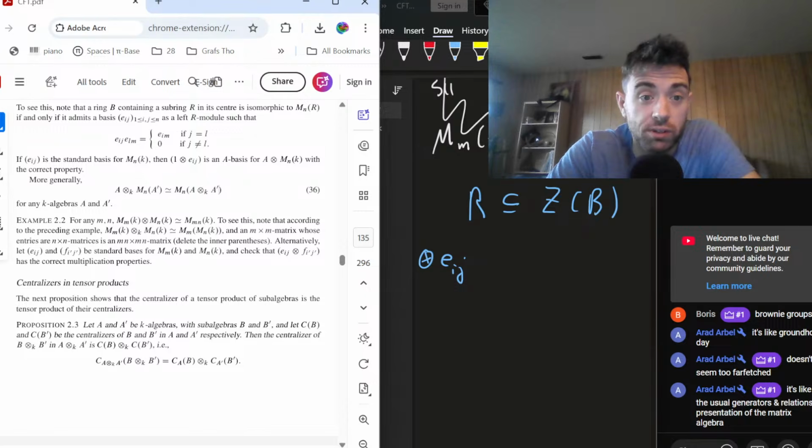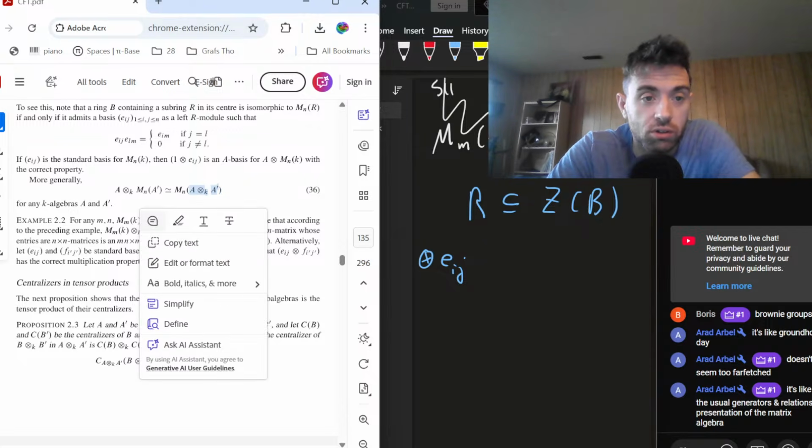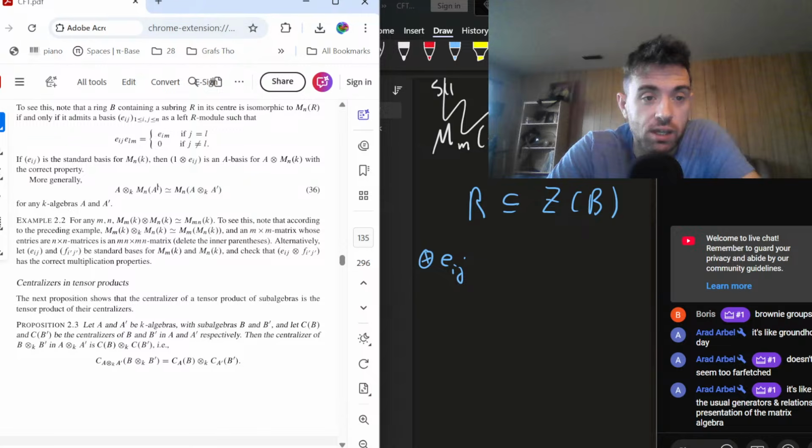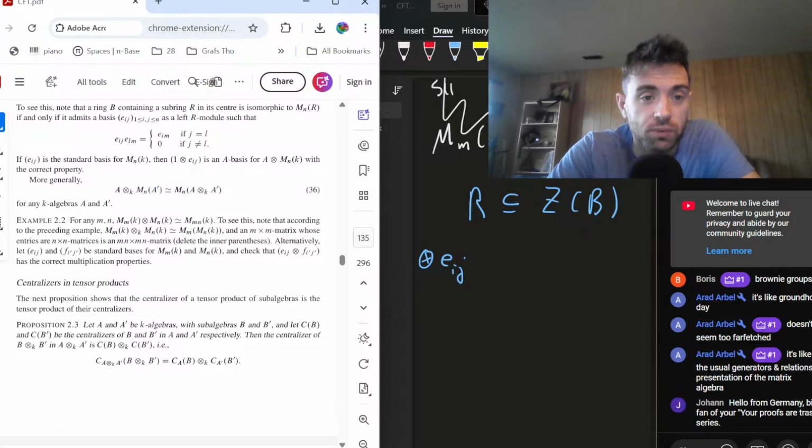Okay, more generally, we can actually pick up tensors inside of here. So if we have A prime valued matrices, we tensor up with A, we'll pick up A.